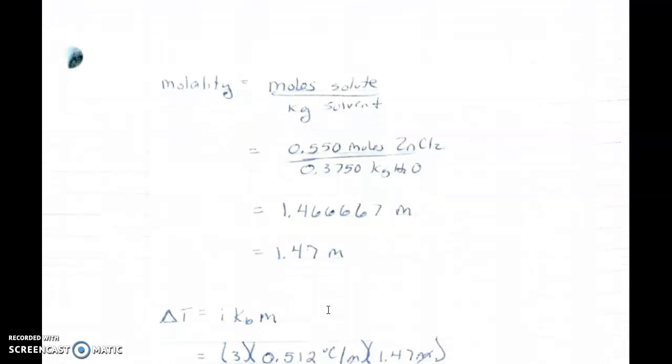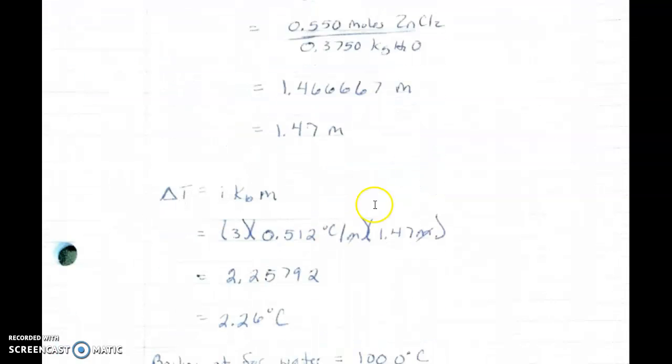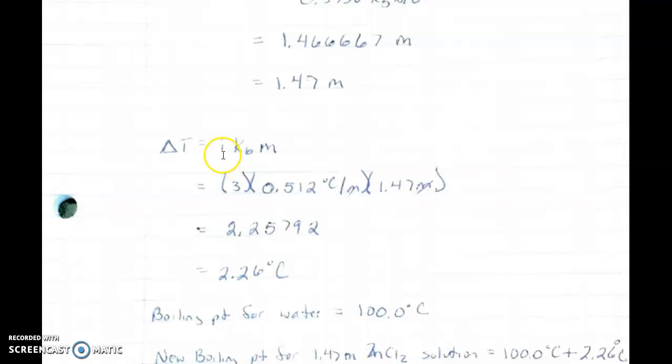Now we're ready, but remember, we weren't really looking for molality except to use it in our original equation, because what we want to know is not just the change in temperature, but ultimately the question was asking for what is the new boiling point for this solution. So we remember that zinc chloride is going to split into 3 ions. We know our boiling point elevation constant is 0.512 degrees Celsius per molality for water. And we now know that the molality of that zinc chloride solution, that concentration, is 1.47.